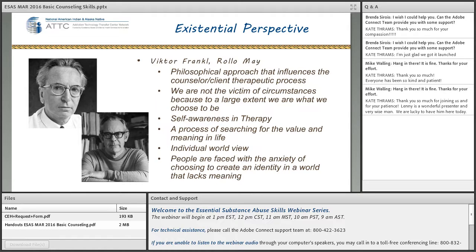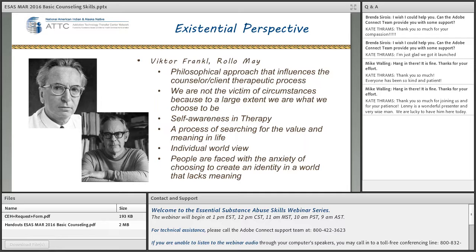Existential perspective. So when we talk about this theory, we talk about Viktor Frankl and Rollo May. So existential theory encourages patients to evaluate their values, beliefs, and situation, acknowledge their limitations, find meaning and purpose in their lives, develop more effective ways of communicating.